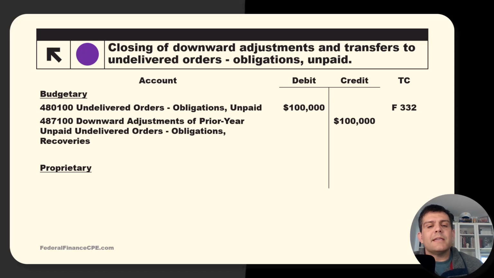Now, what you'll see here is our closing entry. This is after the fiscal year has ended and you're doing your closing entries. Hence, when you see the transaction code F, it's closing. So F332, this is where we're closing and reducing our 4871 balance. In this case, let's say this is all we had is that 100K. Reduce that to zero. And then we're posting to our 4801, or undelivered orders unpaid balance. We're increasing that. So that way, the next fiscal year, we're going to be starting with that 600K balance in our 4801.